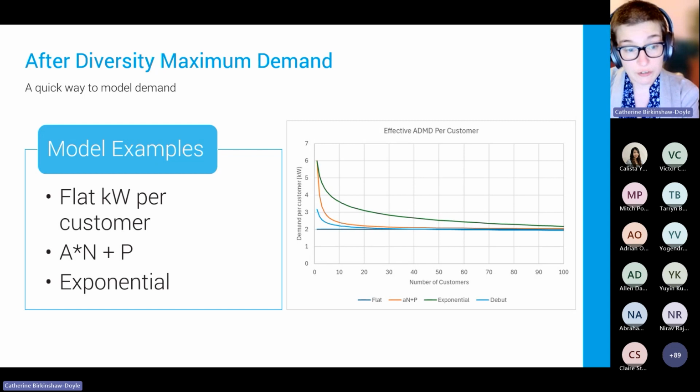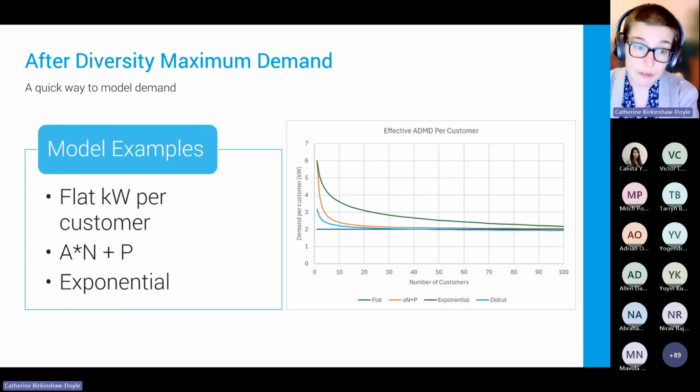Other network operators tend to use some empirically determined methods, so taking a large amount of data and determining a method of a graph, a behavior for that property type from the data. An example given is you fit an exponential curve to the ADMD per customer graph. This is the green line shown. And all of these different methods have their various pros and cons.